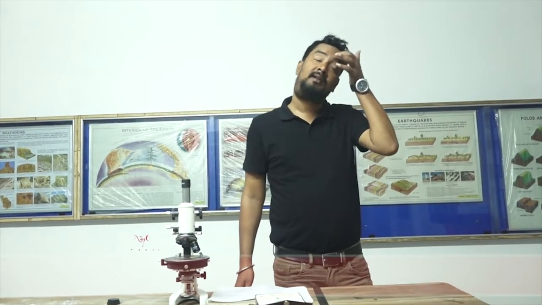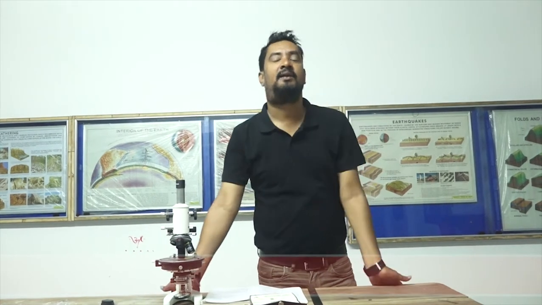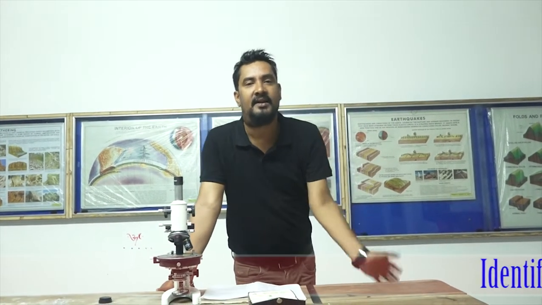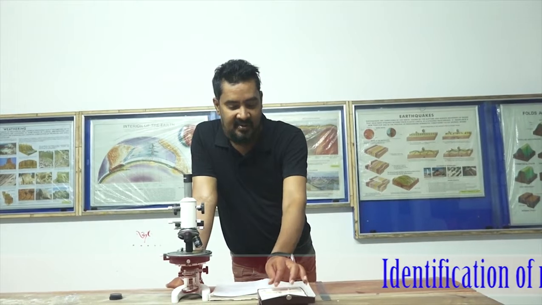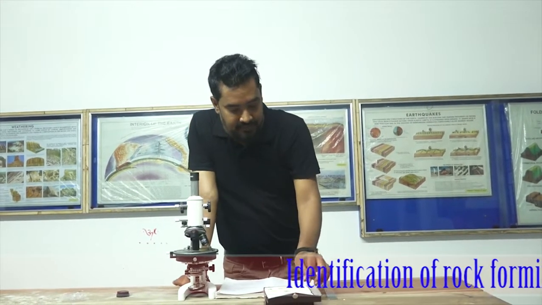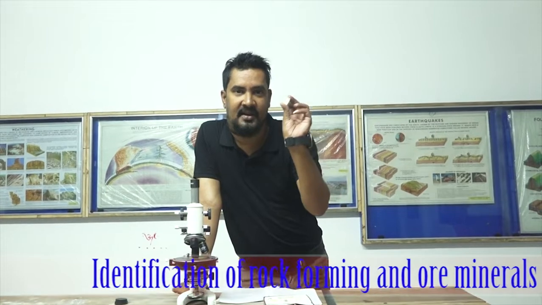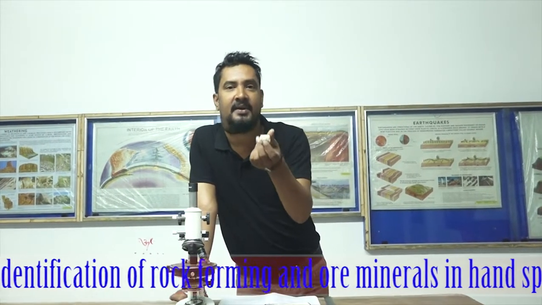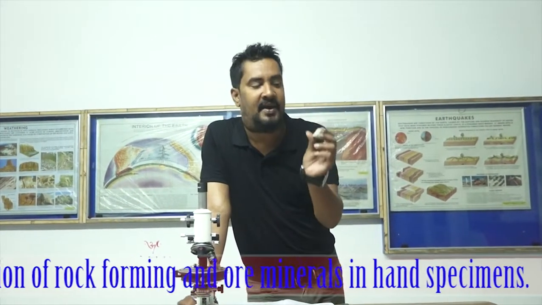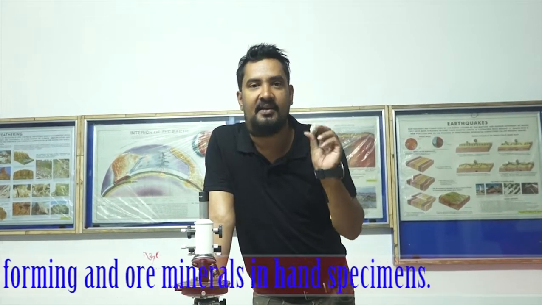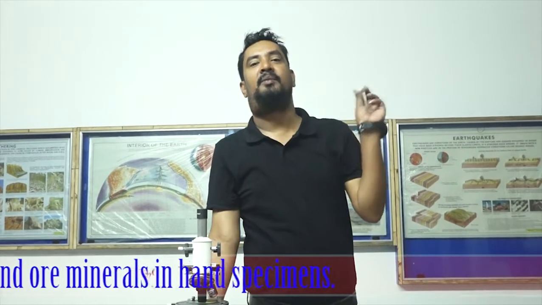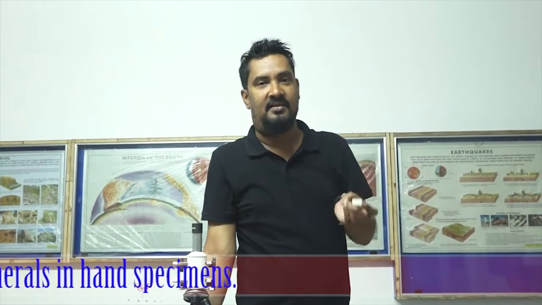How can we identify a mineral in a laboratory with our naked eye, that means with a hand specimen? Suppose this is the mineral calcite. How can we identify calcite? We can identify a mineral from its physical properties, and we don't use any instrument in a hand specimen.